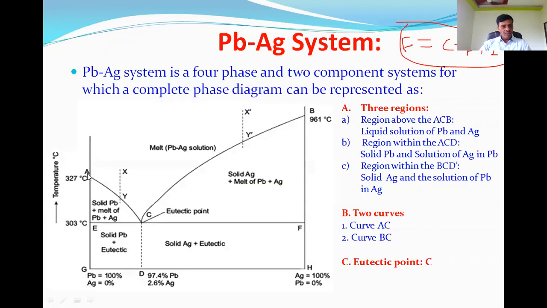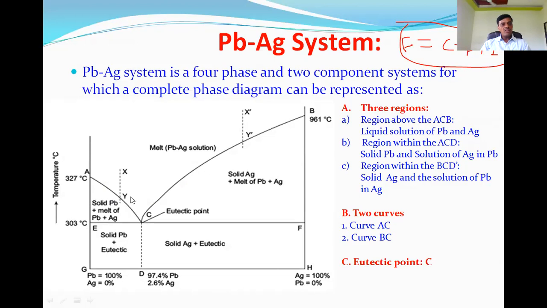The curve AC represents the freezing point of lead, the freezing point of lead with the addition of silver. If you look at this G and H point, at G point there exists 100% lead, meaning on this side the proportion of lead is higher, and at the right side of this phase diagram there exists a stable existence of solid silver. Understood? On the left side there exists lead, on the right side there exists solid silver.